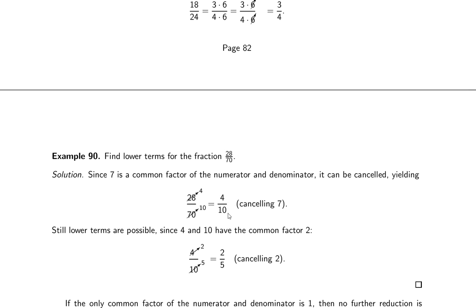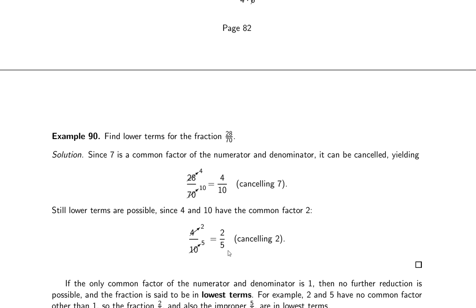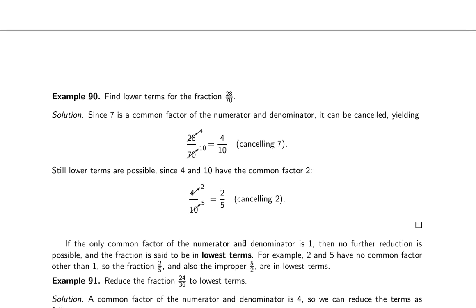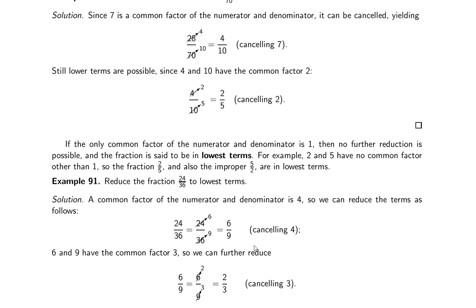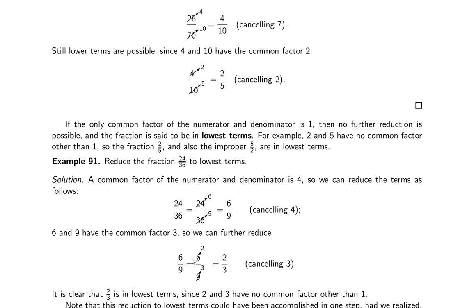No, not quite. There's still a common factor 2. So if we cancel those 2's, so 4 divided by 2 is 2. 10 divided by 2 is 5. And now we've got it into lowest terms. There's nothing else. Yeah, I'll talk about prime numbers next time, but there are no smaller factors here, so that's the answer. And another example here, more canceling.